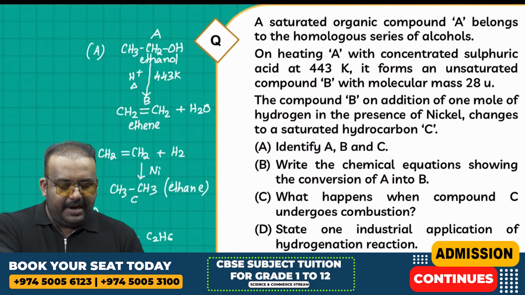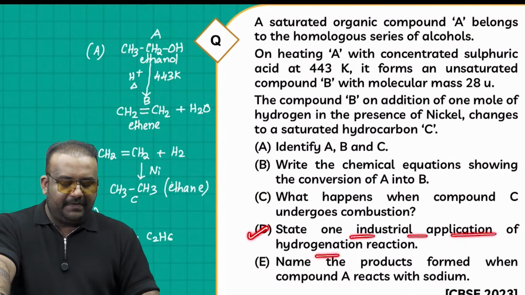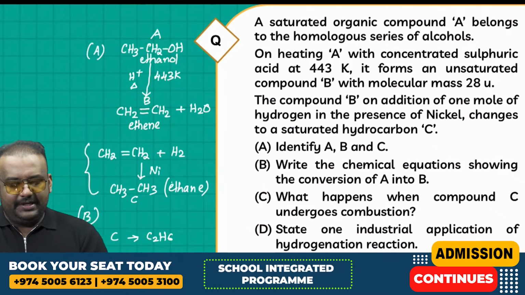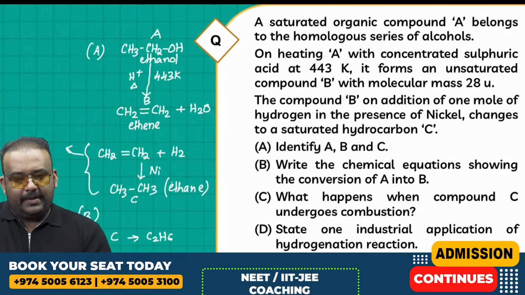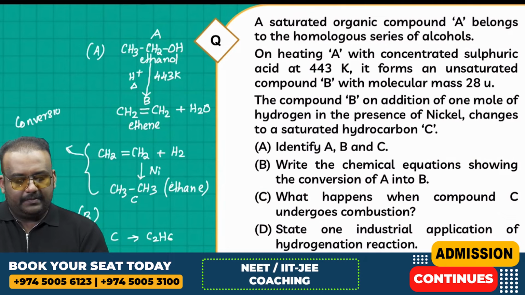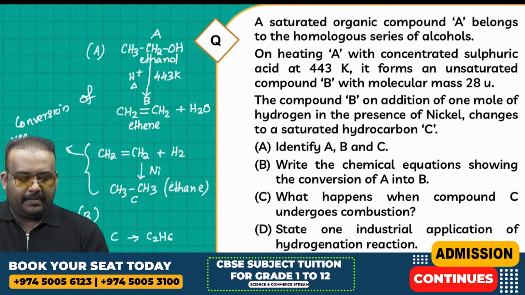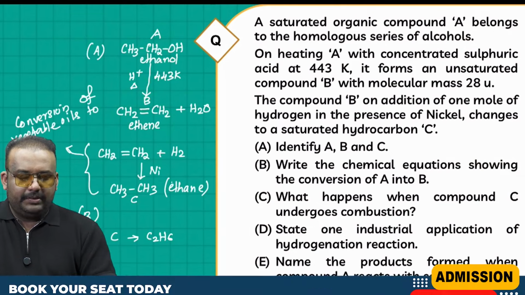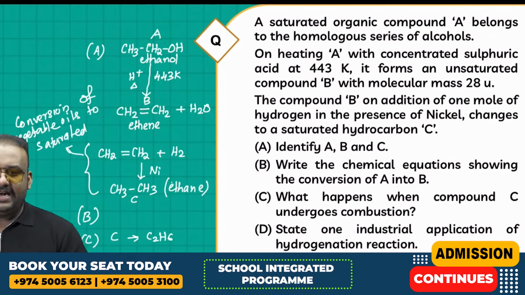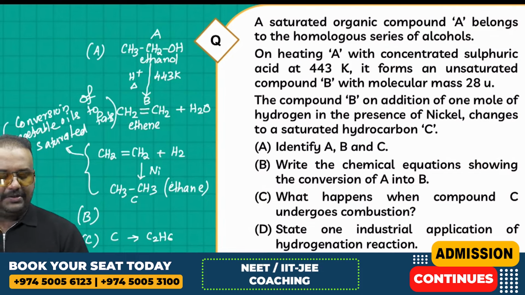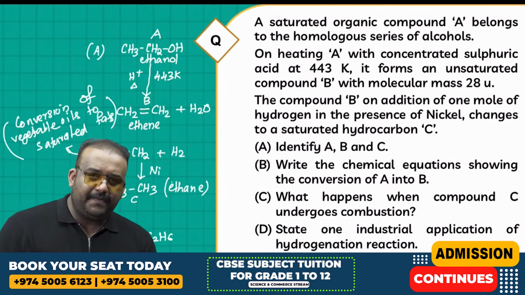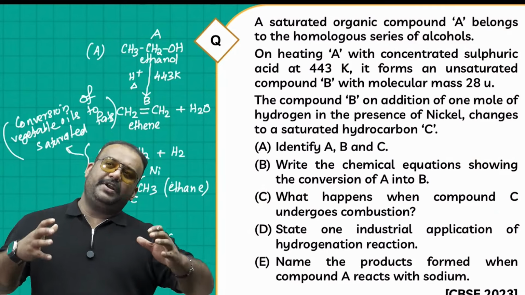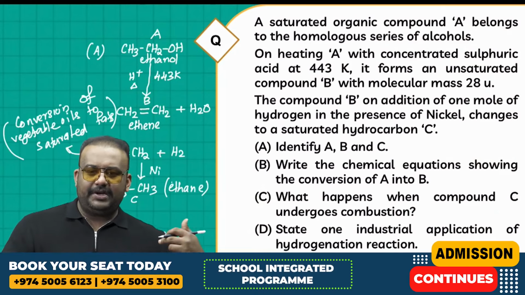Now we have D. State one industrial application of hydrogenation reaction. You all know that the hydrogenation reaction is used for conversion of vegetable oils into saturated fats. This is the industrial application of the hydrogenation reaction. We can convert unsaturated vegetable oils into saturated fats.